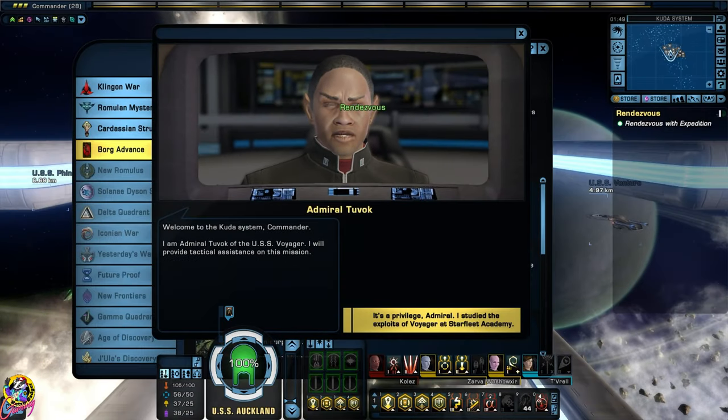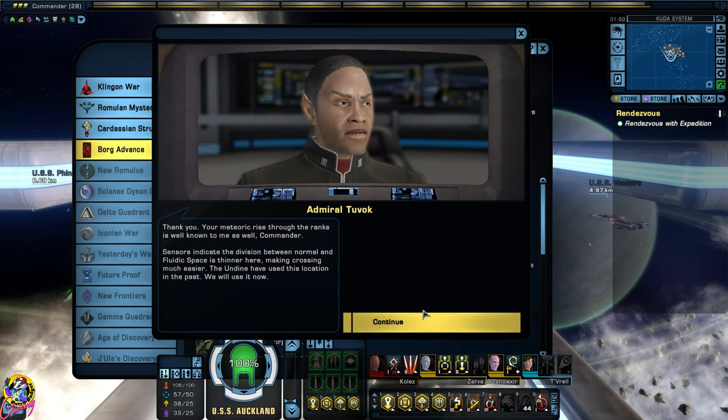I am Admiral TUVOC of the USS Voyager. I will provide tactical assistance on this mission. Wow! It's a privilege, Admiral. I studied the exploits of Voyager at Starfleet Academy. Thank you. Your meteoric rise through the ranks is well known to me as well. Sensors indicate the division between normal and fluidic space is thinner here, making crossing much easier. The Undyne have used this location in the past. We will use it now.